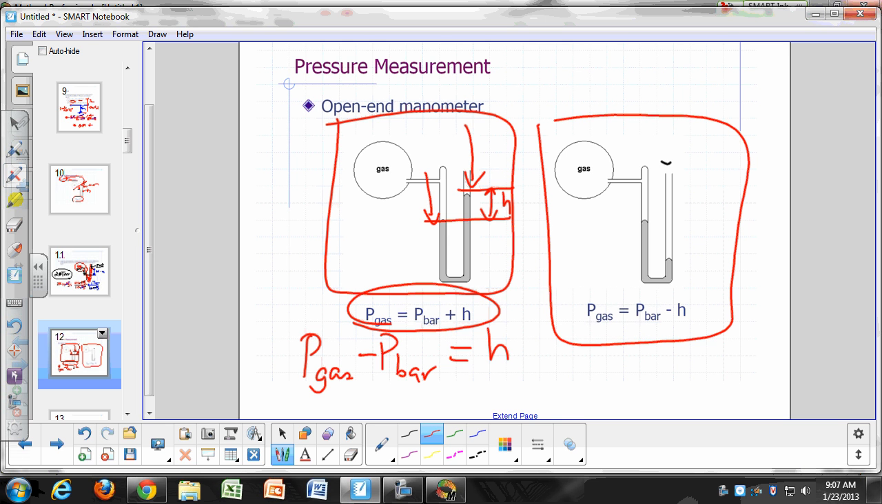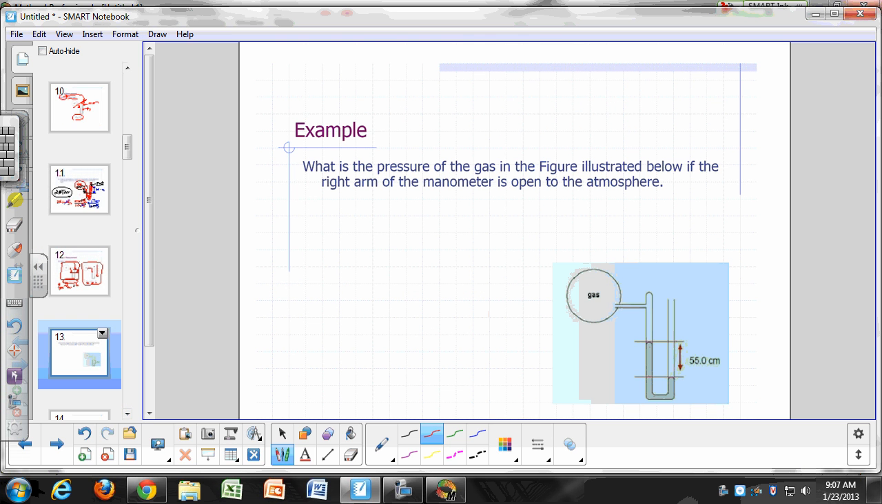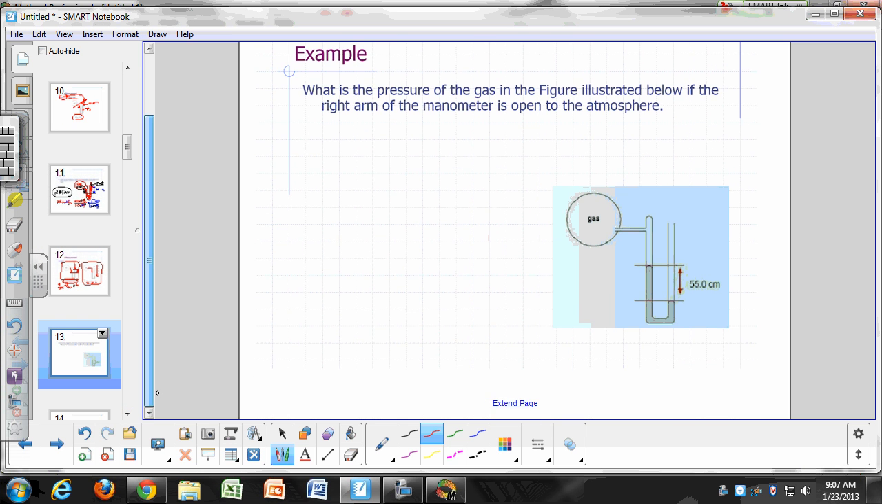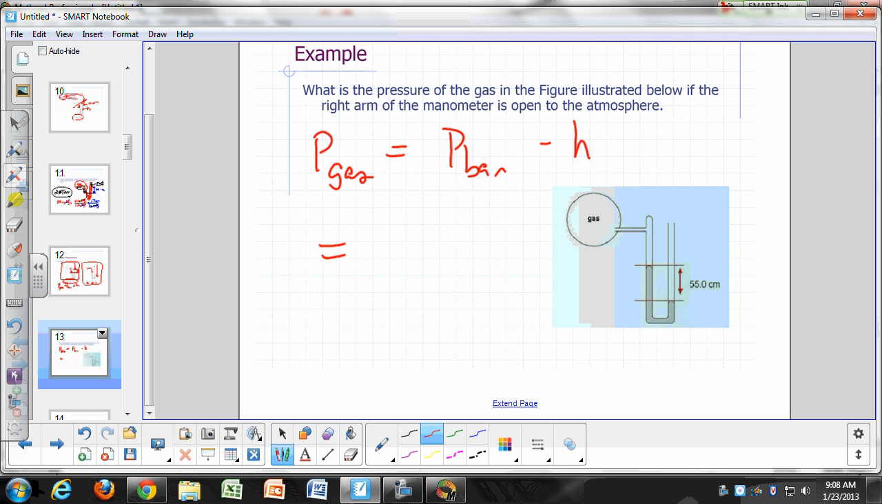Now, in this scenario over here, what happens? What do you have? Your pressure of the gas is lower than the atmospheric pressure. So your pressure of the gas here is whatever the barometric pressure is, you subtract the height due to the column of mercury. Okay? So here's the problem. What's the pressure of the gas in the figure illustrated here? Okay, pressure of the gas is barometric pressure. Do we add H or subtract H? Subtract. The gas has less pressure than the atmospheric pressure. And so what would that be?